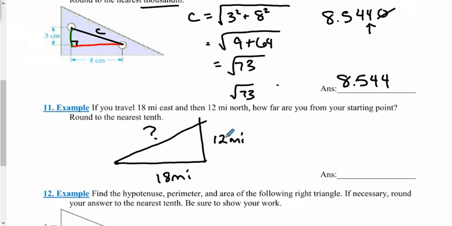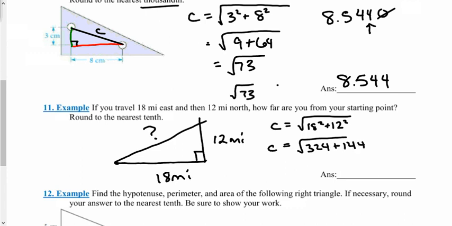Because we're trying to find the longest side, then we will be adding them. We'll say C is equal to 18 squared plus 12 squared. 18 squared is 324, I hope. And 12 squared is 144. If we add those together, that will get us 468.